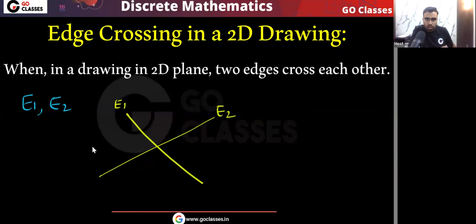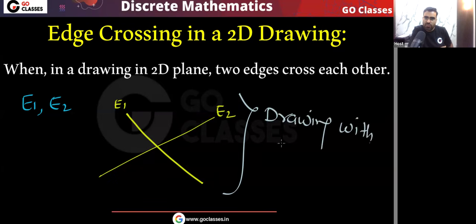This is called drawing with edge crossing. Is this clear? Whenever you draw a graph with this type of edge crossing, then this will be called drawing with edge crossing. That you are drawing the graph with edge crossing. Is this clear? So is this the property of graph, or is this the property of drawing? Let me know. This is the property of drawing. Basically, you are drawing the graph with edge crossing. Okay, is this point clear?